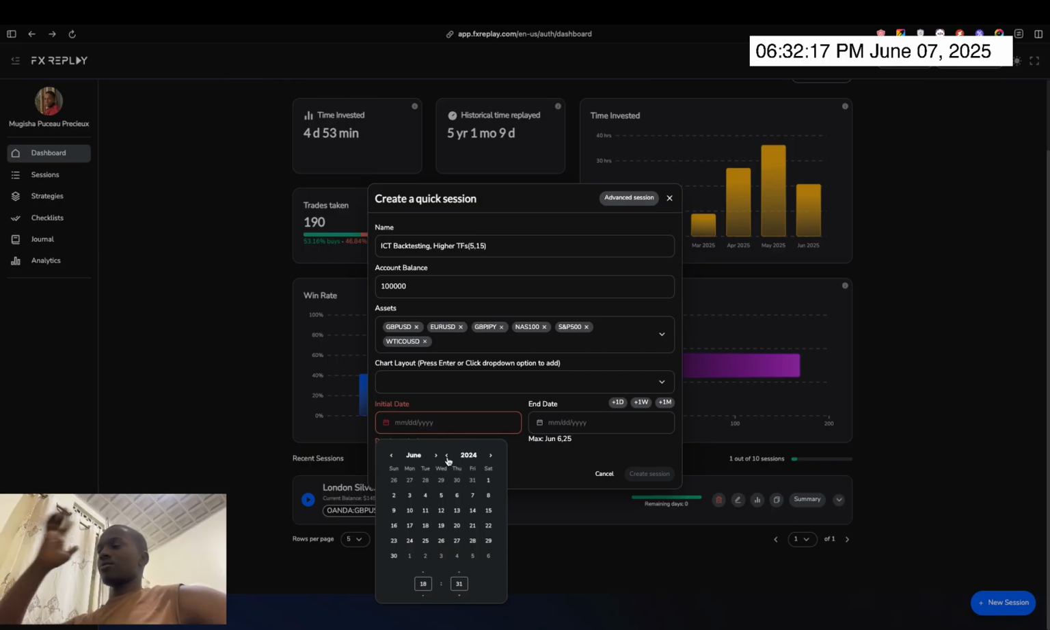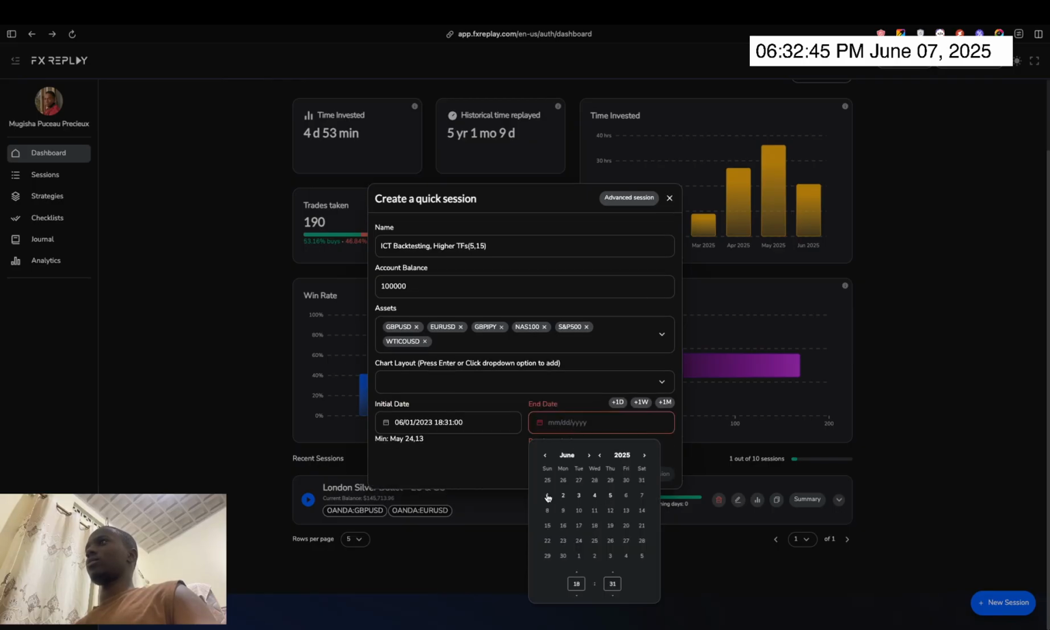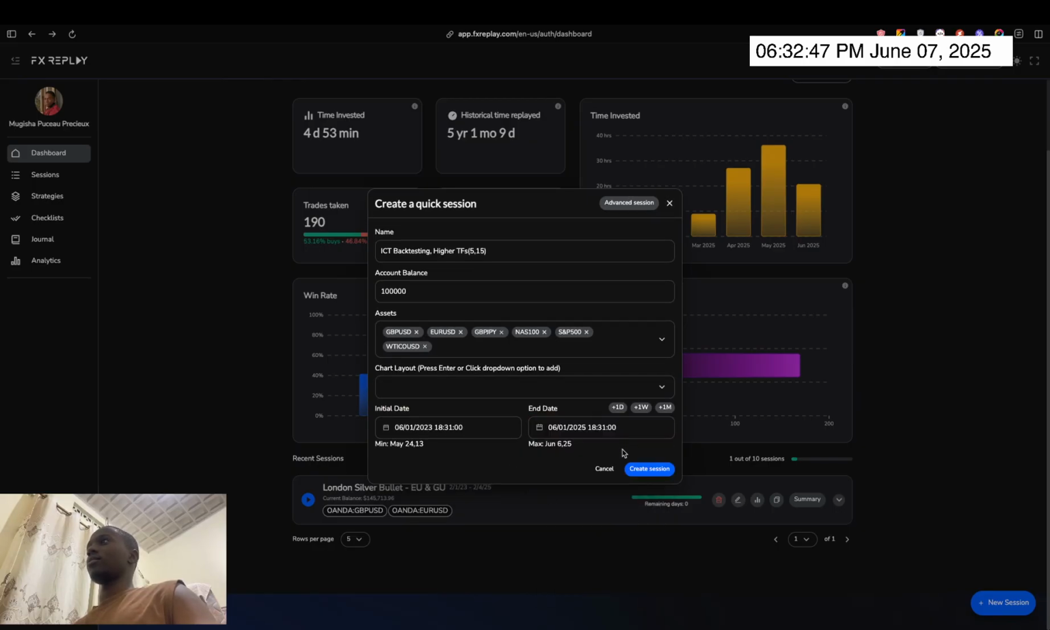So I've created this to see the models I'd like to learn more. Most likely it will be the kill zones, yeah, so I can see the Judas swings and stuff. So I'll be backtesting 2 years, June to here, and yeah, I think this is it. I think it allows 6 assets.